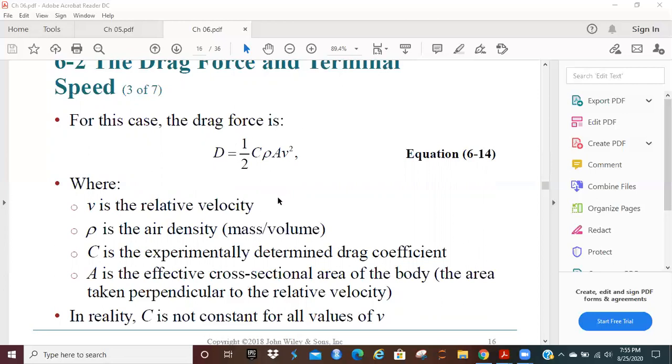Sometimes it's maybe just proportional to the velocity as opposed to the velocity squared. Drag force can be presented in several different ways. It just depends on what model actually fits the situation you're working with.